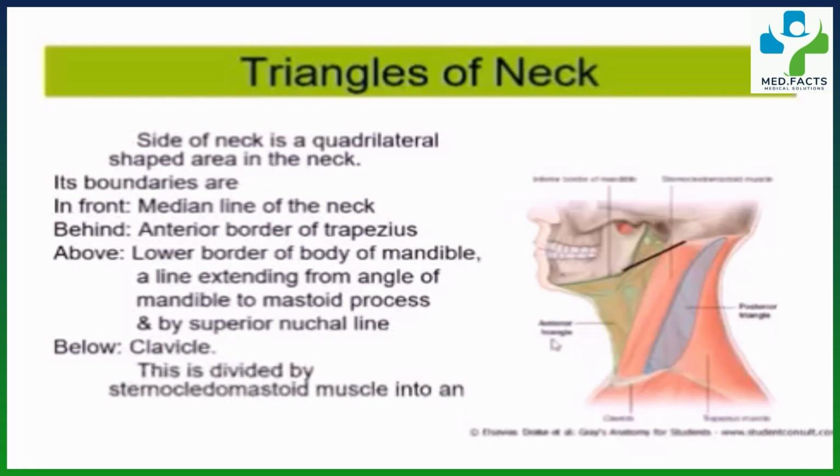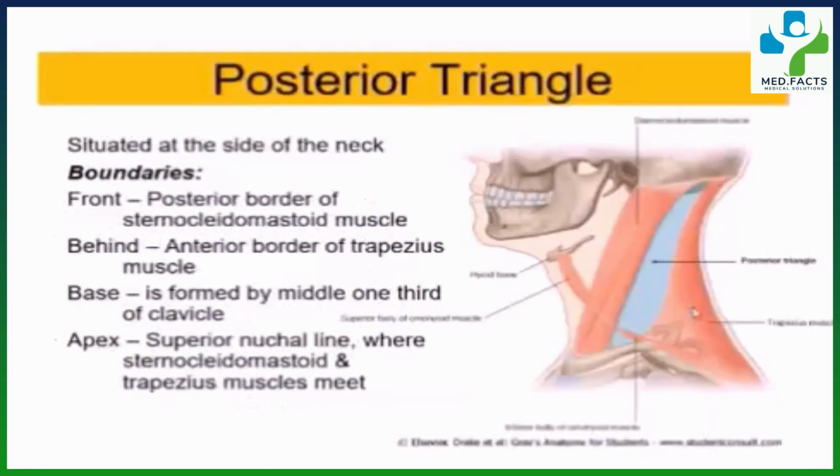This area is divided, as I said, by the sternocleidomastoid muscle into an anterior part and a posterior part. The anterior area again looks like a triangle, so this is called the anterior triangle, and posteriorly we have the posterior triangle. So the sternocleidomastoid muscle will divide this whole area into the anterior triangle and the posterior triangle. We'll begin with the posterior triangle, then we'll come to the anterior triangle. Now if you see the posterior triangle, we should know its boundaries first.